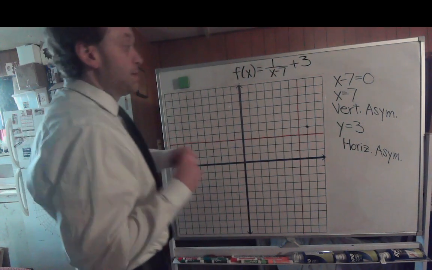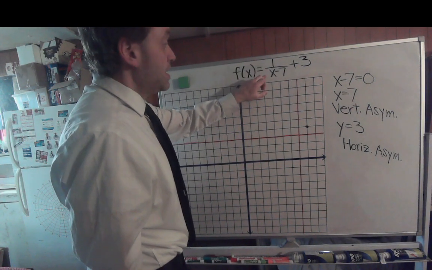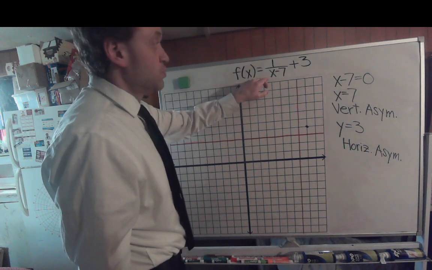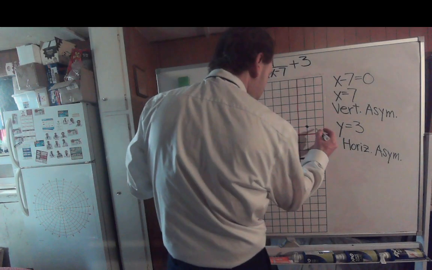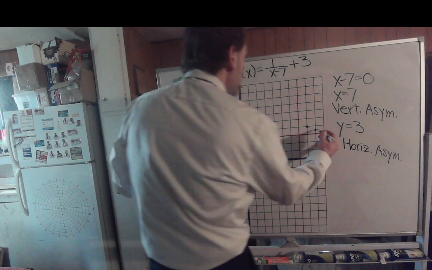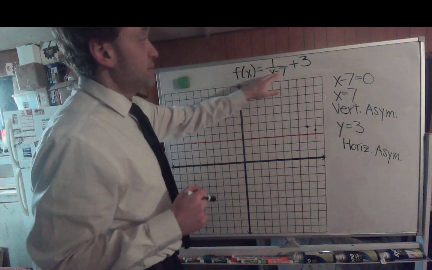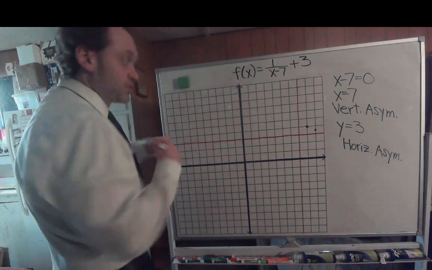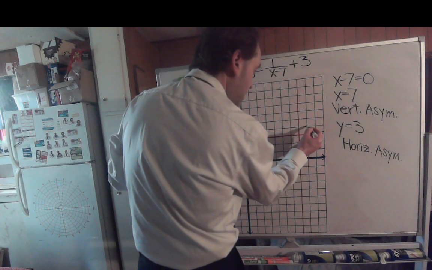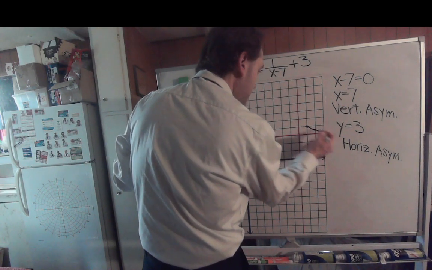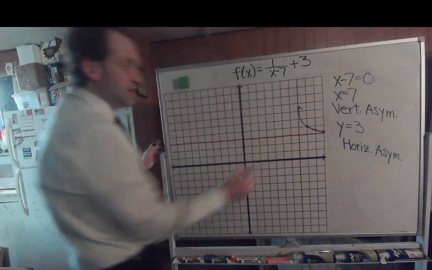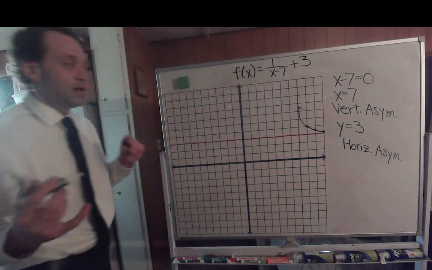What about 9? So 9 minus 7 is 2. 1 divided by 2 is 1/2 plus 3. That would give you 3.5. And let's go to 10. So what is 10 minus 7? That's 3. 1 divided by 3 is 1/3 plus 3 is 3 1/3. So notice, you're getting closer and closer to that y value of 3, but you can't quite hit it. And it's going to get closer and closer to that x value of 7 on the left and keep increasing infinitely, but it can't quite make it.